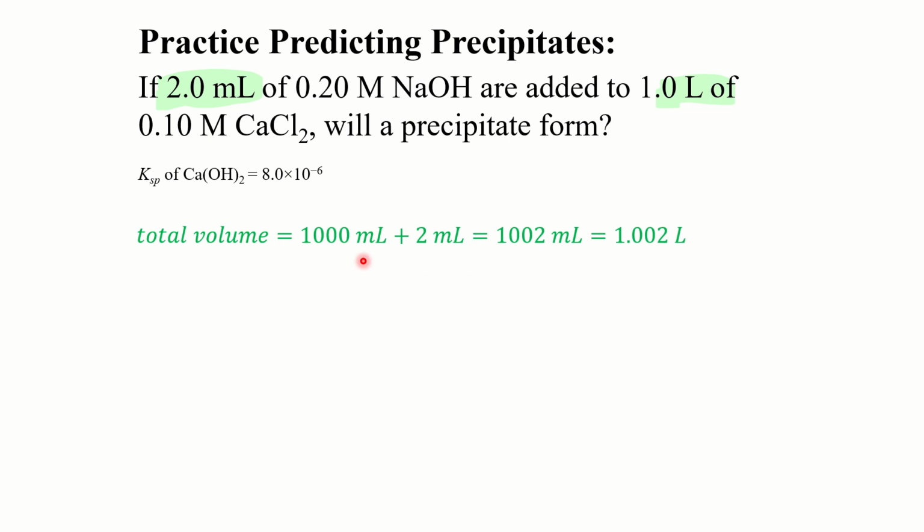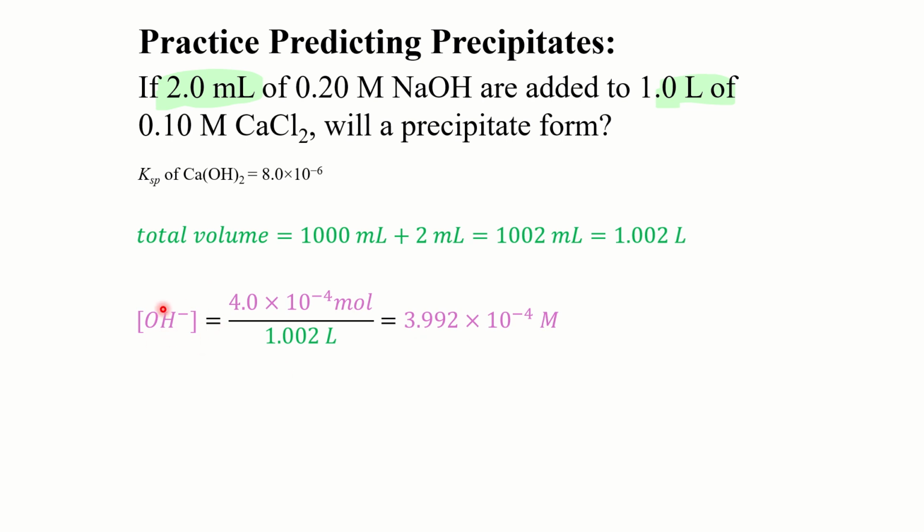I am going to want to calculate those new concentrations. So I should note here that my total volume would be the 2 milliliters of the sodium hydroxide plus the 1,000 milliliters of calcium chloride, giving me a new volume of 1,002 milliliters or 1.002 liters. With this, I can calculate my concentrations.